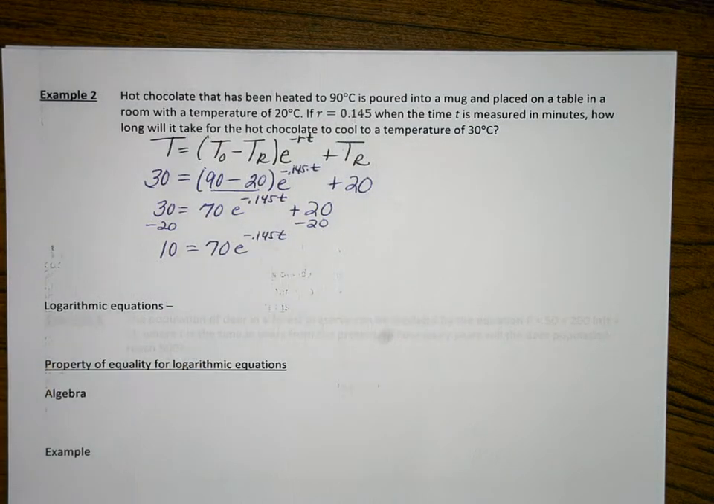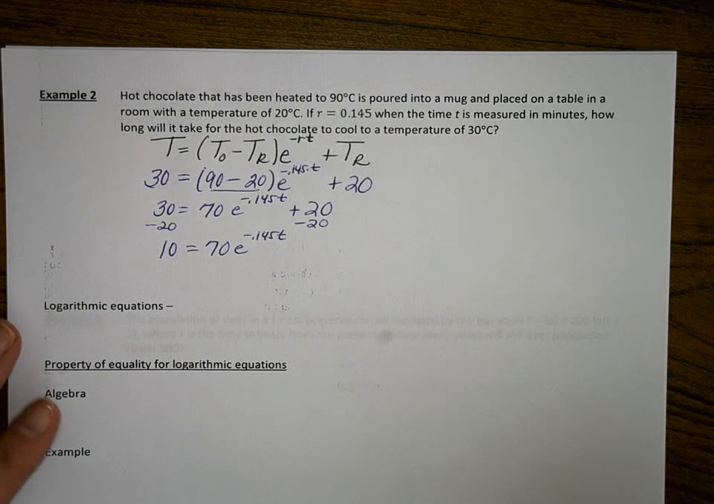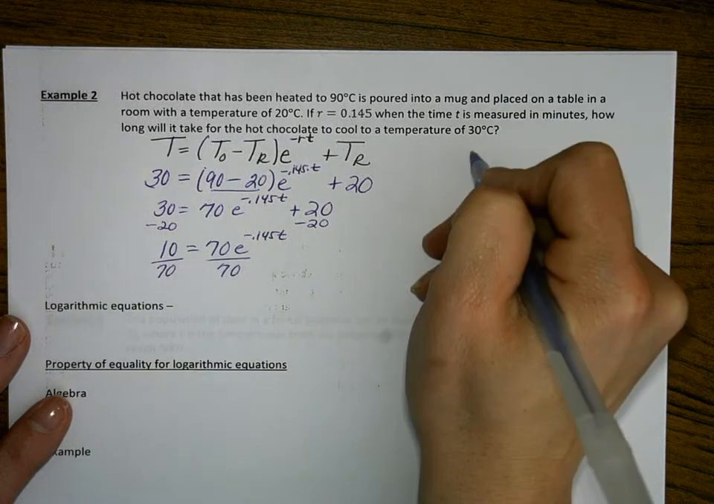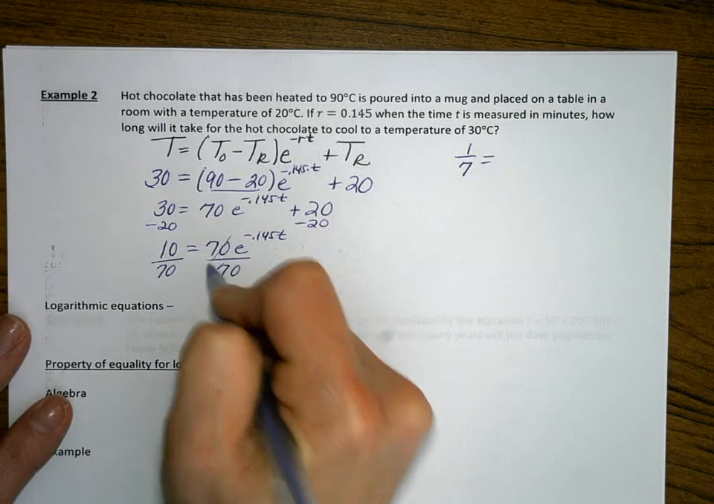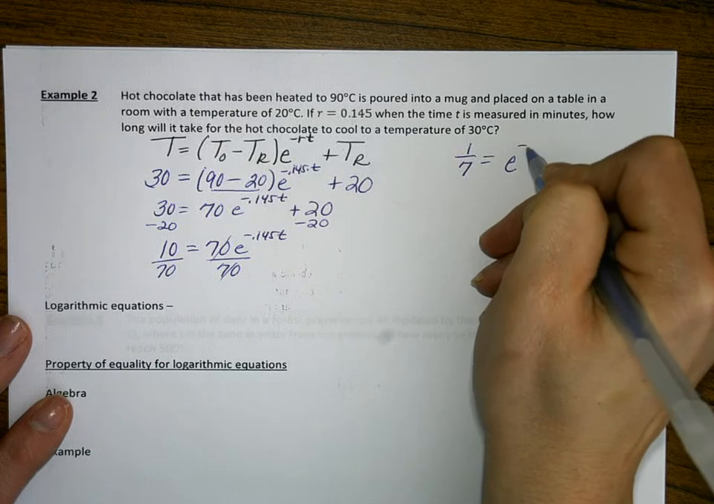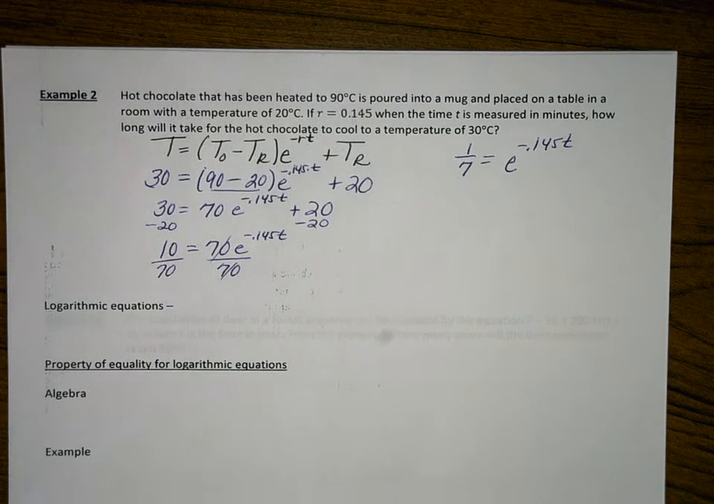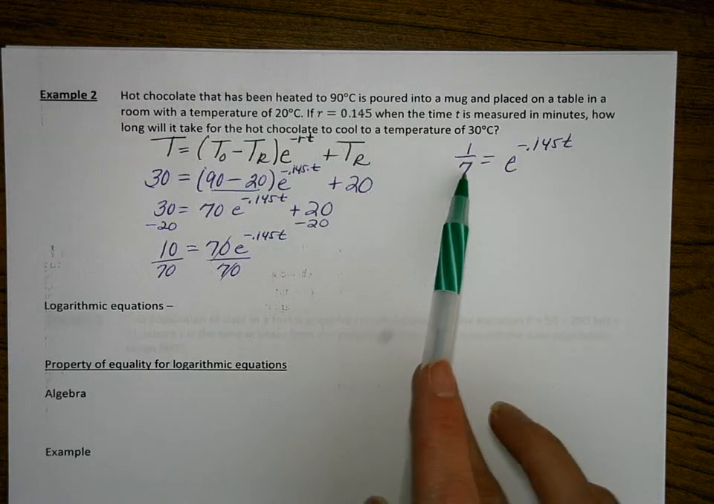Perfect. Katie, what about now? Divide both sides by 70. So 10 divided by 70 is going to be 1/7 equal to, my 70s are going to cancel, and I have e to the negative 0.145t. Perfect, perfect, perfect. All right, now, does anybody have a thought on what we want to do at this point? I need to get the t out of the exponent. Can I make the bases the same? Can I make 1/7 have something in common with e?